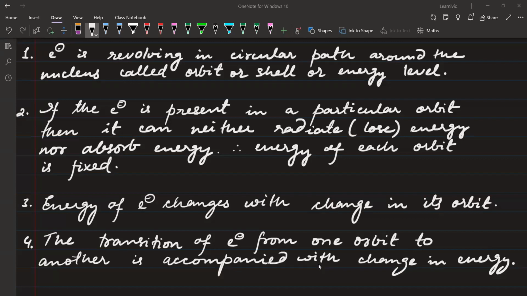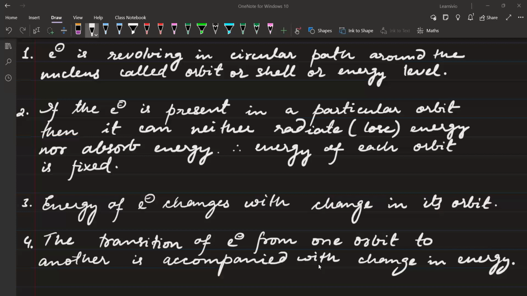Let's suppose an electron is in third orbit. Where is the electron, Sabiha? Third orbit, sir. So until and unless it is in the third orbit, it will have certain energy. It will have certain energy when it is in the same orbit. As soon as it loses energy, it will not be in the third orbit. It will be in the second orbit. As soon as it absorbs energy, it will not be in the third orbit. It will be in fourth orbit, fifth orbit.